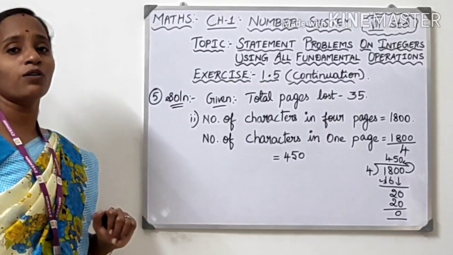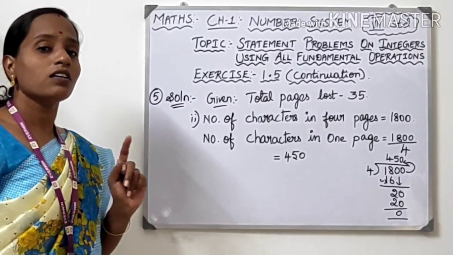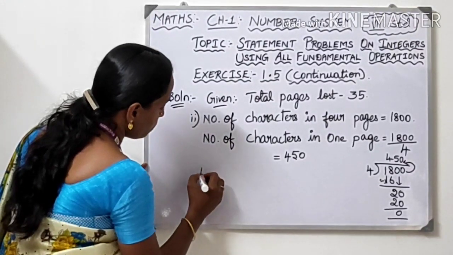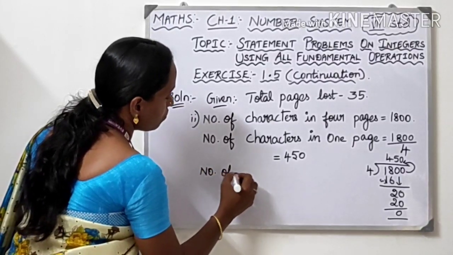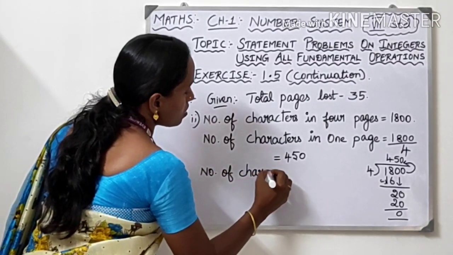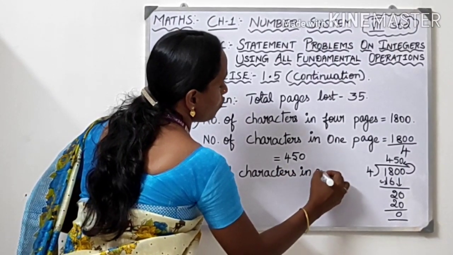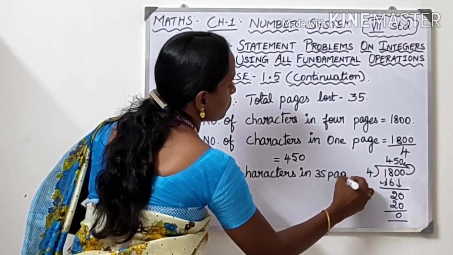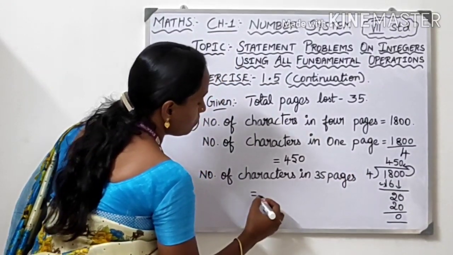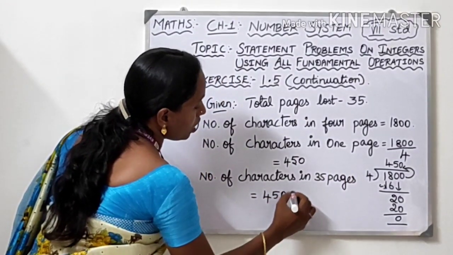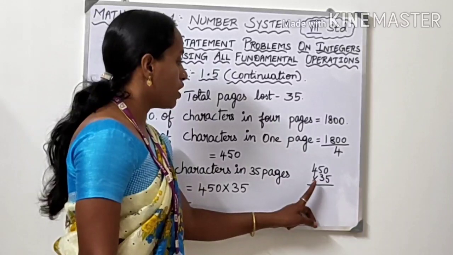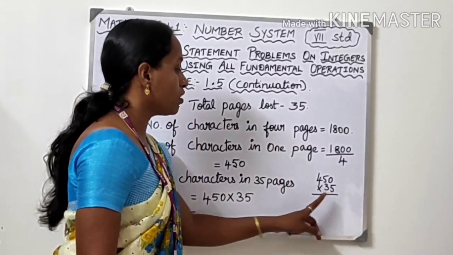Now we are going to find out how many characters there are in 35 pages. So the number of characters in 35 pages can be written as 450 into 35. So now we are multiplying 450 into 35.